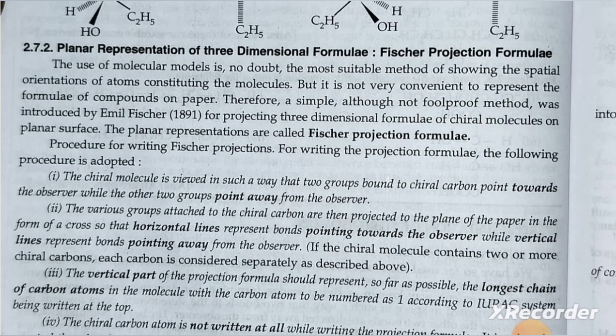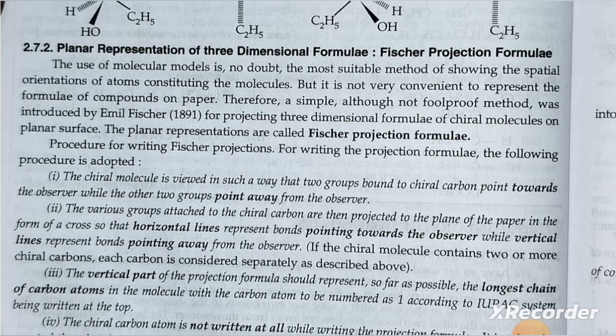The use of a molecular model is no doubt the most suitable method of showing the spatial orientation of atoms constituting the molecule, but it is not very convenient to represent the formula of compounds on paper. Therefore, a simple although not foolproof method was introduced by Emil Fischer in 1891 for projecting the three-dimensional formula of a chiral molecule on a plane surface. The planar representations are called Fischer projection formulas.